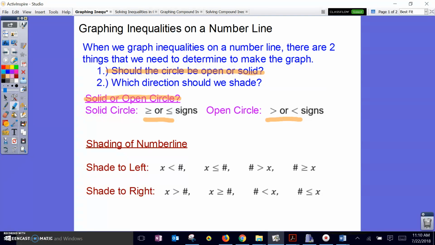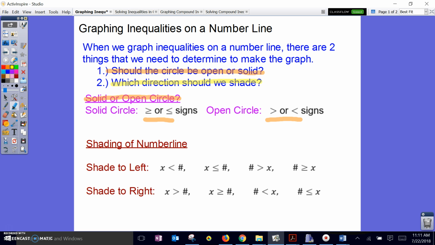Why does this happen? Well, when we have the equal portion added to our inequality, that means that the point at the boundary of that region is also a solution. And so we shade it in and make the solid circle, just like we shade in the other values that make the inequality true. The second thing that we need to consider is which direction should we shade. Are we shading numbers that are to the left of the circle, which means that those numbers are smaller than that value, or are we shading to the right of that value, which means that we're looking for numbers that are larger than that value?